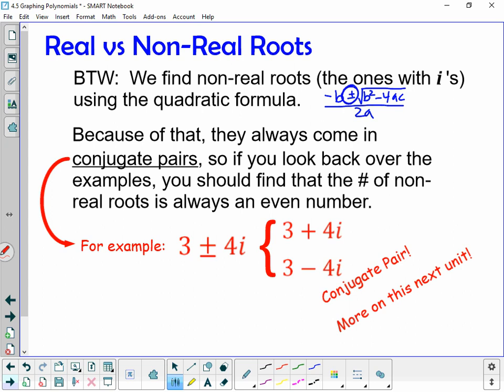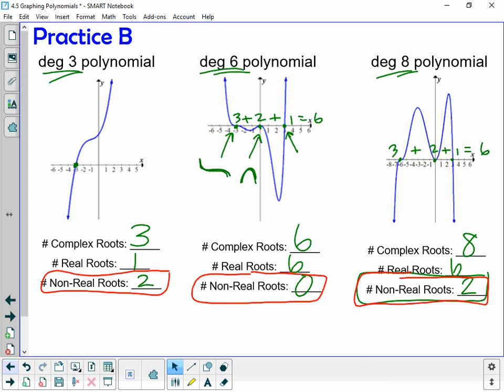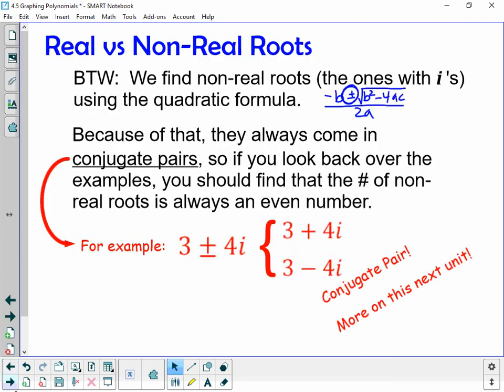I sometimes like to whet your appetite for what's coming up. But what you should get out of it now is that this number of non-real roots should always be either 0 or an even number. If it's not, then you might want to check your work because those non-real roots always come in pairs. You either don't have any or you have an even number of them.